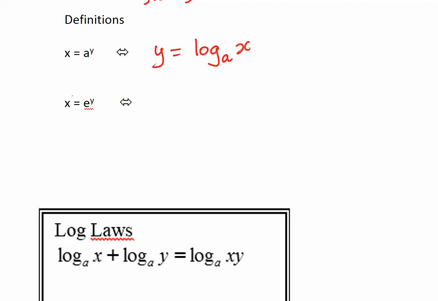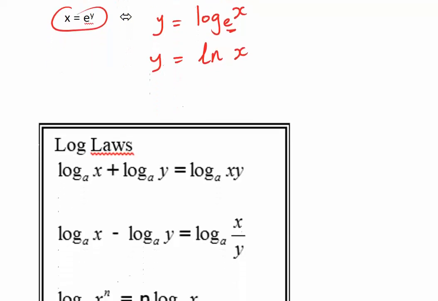And similarly with this one, I can rewrite this exponent as a log. So y in this case is going to be the log of x base e. And the log of x base e, we sometimes call the natural log of x, and we can write as ln of x. But when we see ln of x, we know that that's what this means. Log of x base e. So that's just a reminder of logs.